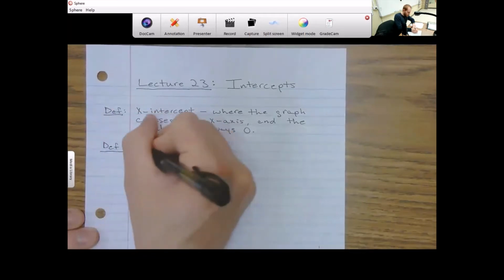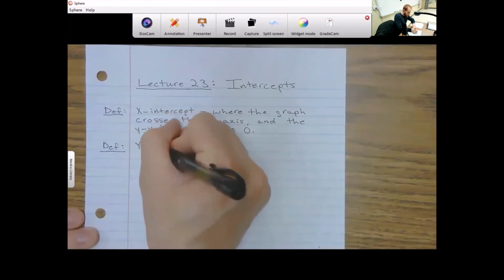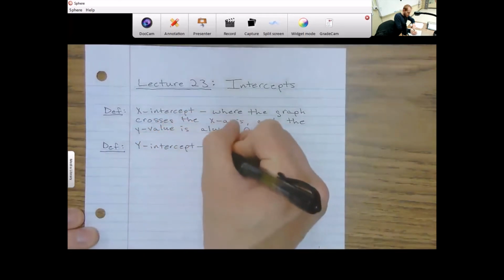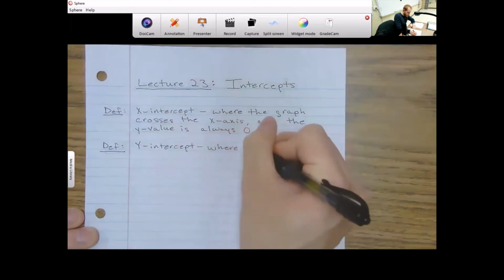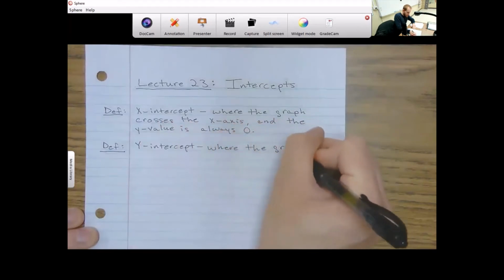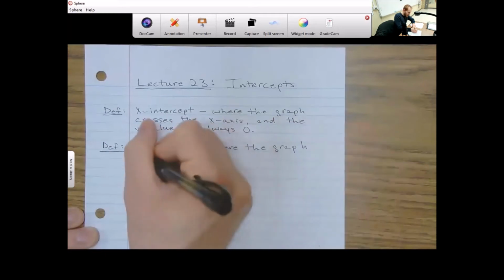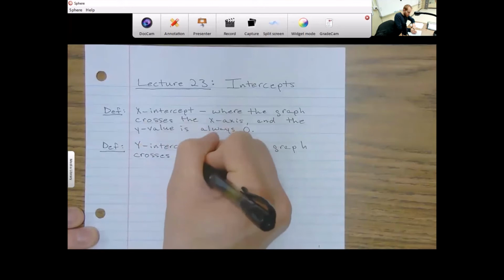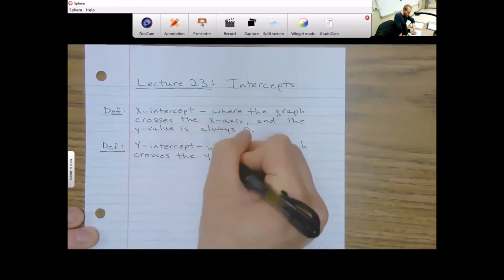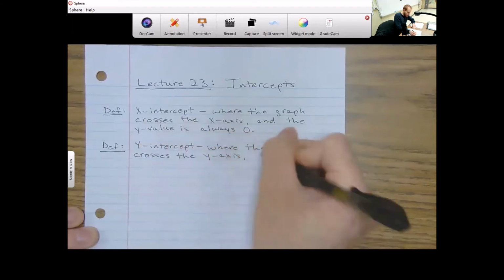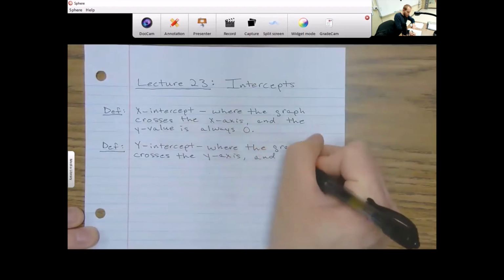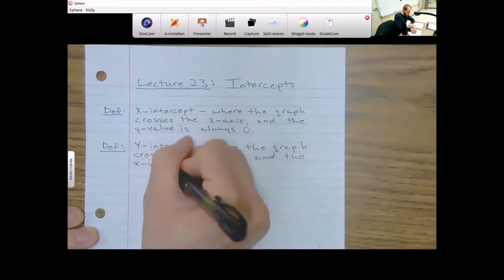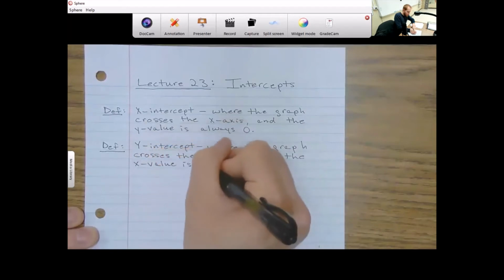Definition, y-intercept. This is where the graph, can you tell I'm kind of repeating myself? Crosses not the x-axis, but the y-axis. And the x value is always 0.